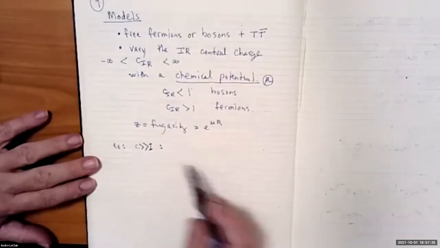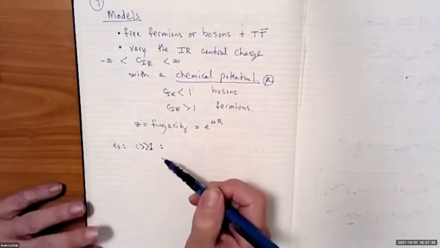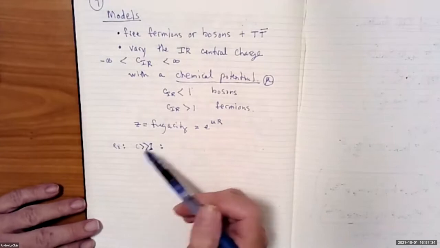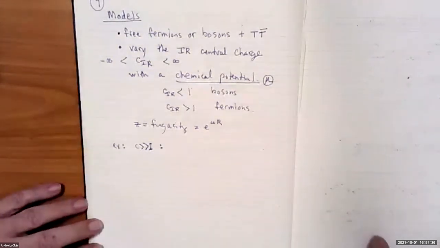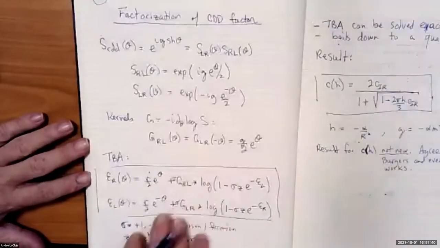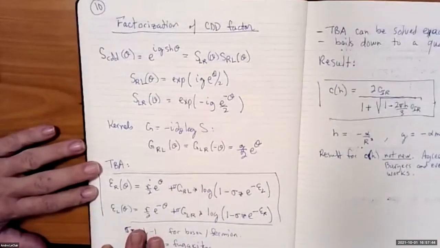I forgot to write down this formula here, but using dilogarithms, for example, you can figure out what Z is as a function of C. But the formula is not so important right now. So what's this factorization talking about?